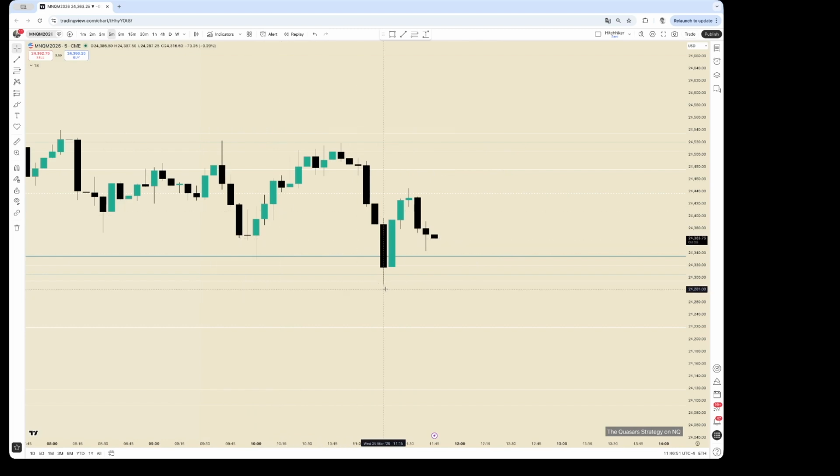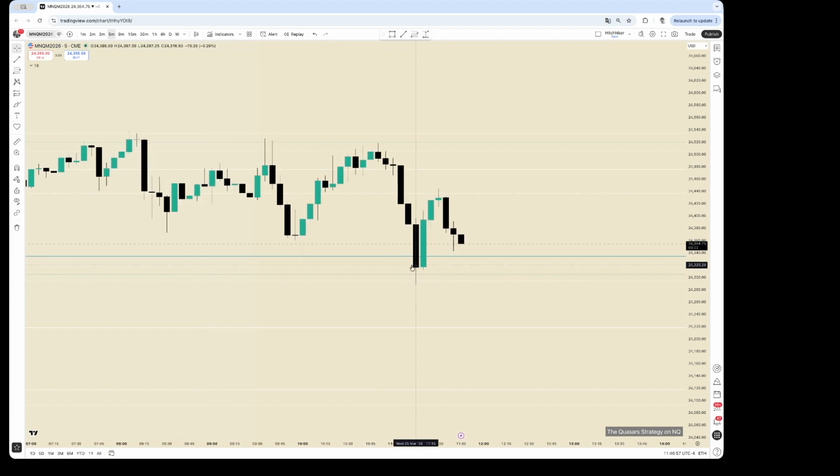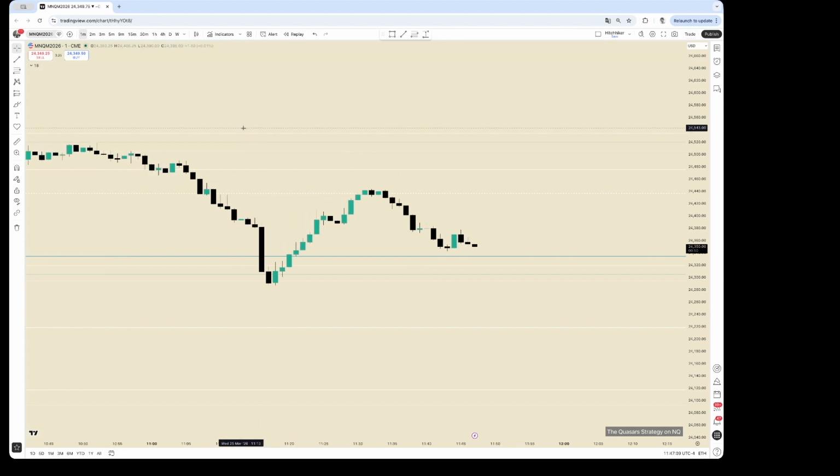But you see here, that's what I meant with the stop run level. Price went down, pushed back up, and bodies closed around that sweet spot. Then went here, also went above, but closed underneath, and yes, they would look different on the 1 minute.